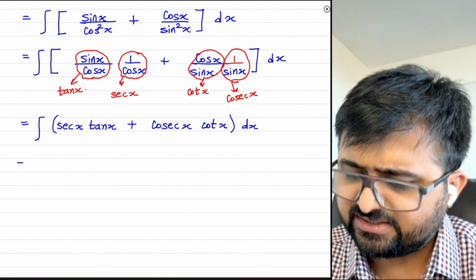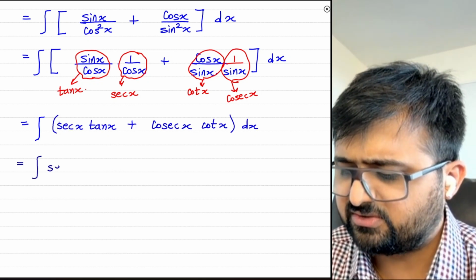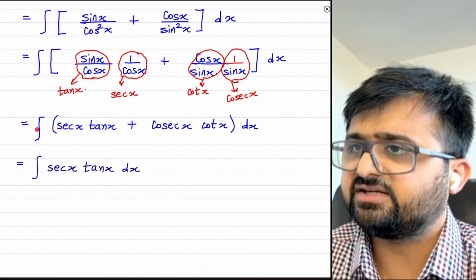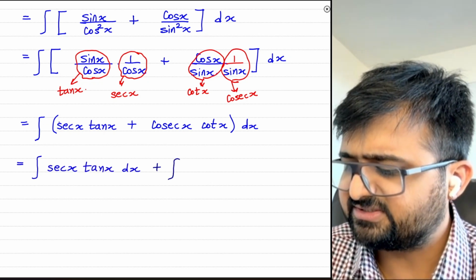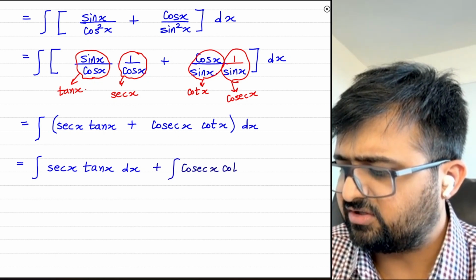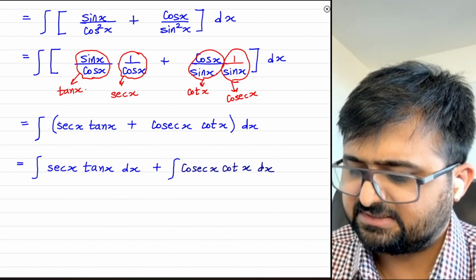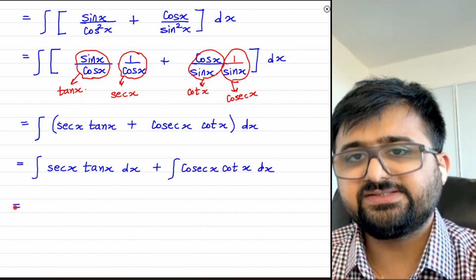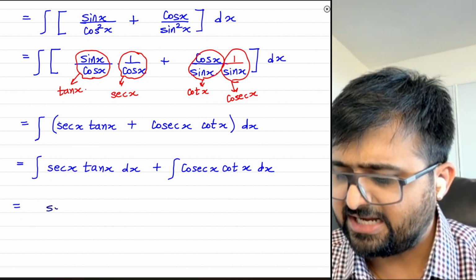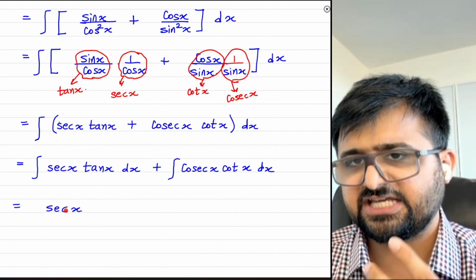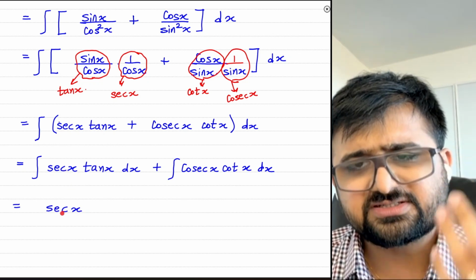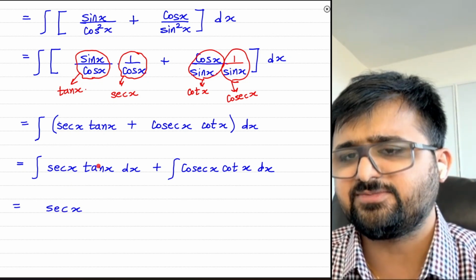Now we can split that integral into both the terms. So I have integration of sec x tan x with respect to x as the first term, and then integration of cosec x cot x with respect to x as the second term. Now we know the derivative of sec x is sec x tan x, which is why integration of sec x tan x can be directly written as just sec x. Remember, integration of sec x times tan x is nothing but sec x. Why is that? Because differentiation of sec x is sec x times tan x.